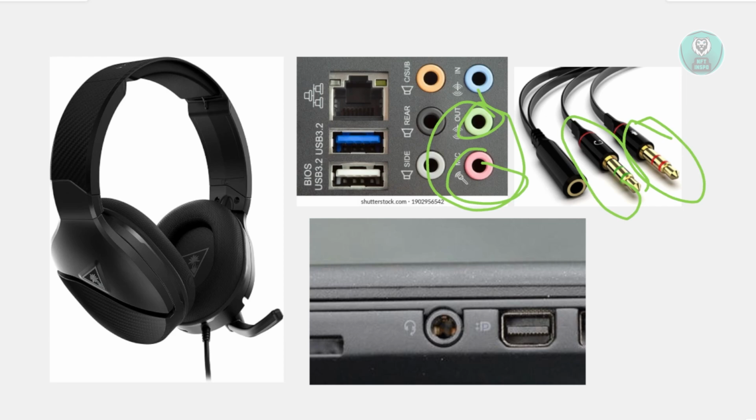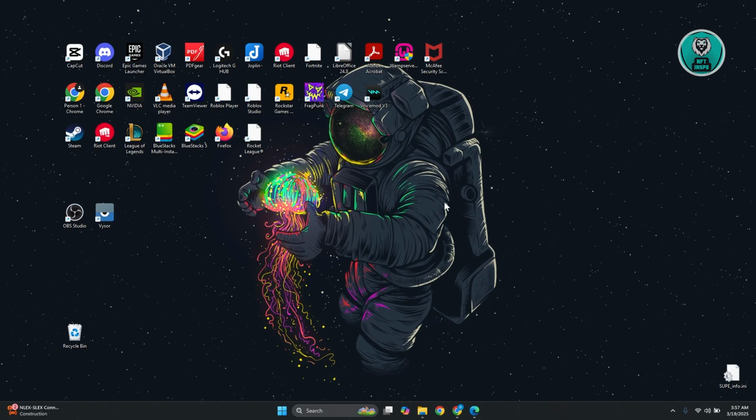Now, once you've set this up properly, you want to change a few settings on your PC. How do you exactly do that? In your PC at the bottom right, you want to look for the speaker icon and right click on it, and go to sound settings.